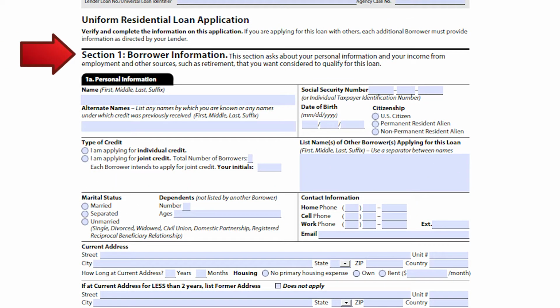Section 1. Borrower Information. Section 1 has 5 subsections. The first subsection, 1A, is Personal Information. This includes information from the borrower like their full name, social security number, and marital status.